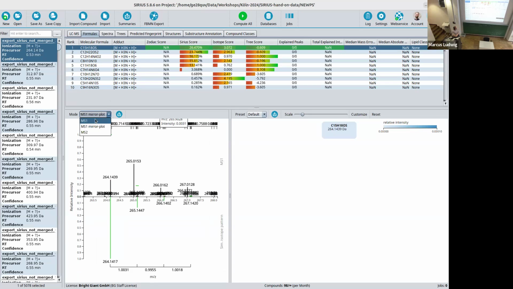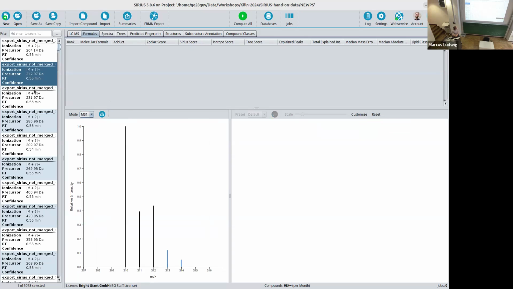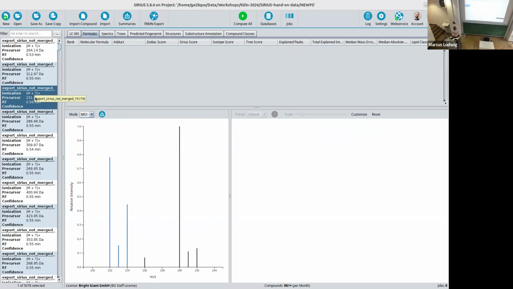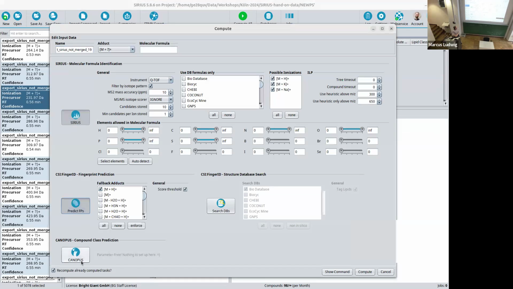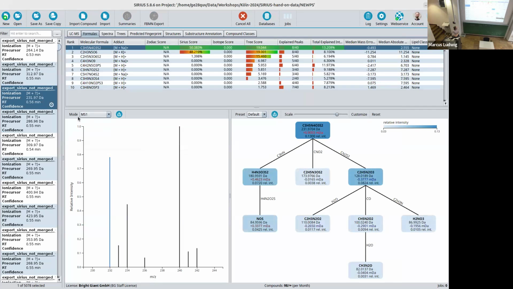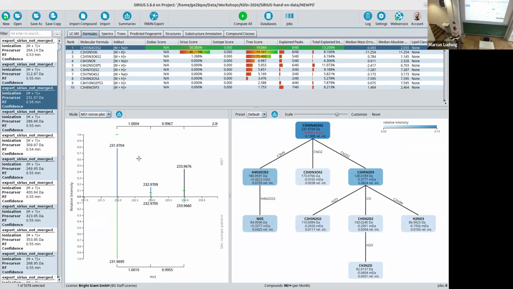That's not a nice example because there are so many things in here. Maybe we compute a nicer one, something where we don't have all these peaks in the presumably isotope pattern. So here, what we see, we have molecular formulas, and they were ranked by score. You can now compare your isotope scores, which are very bad for this compound.